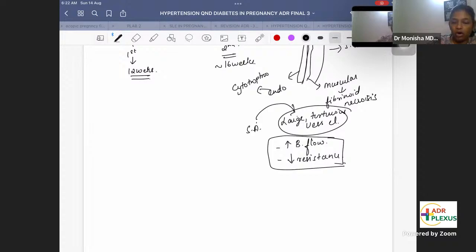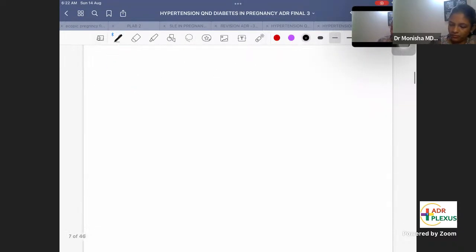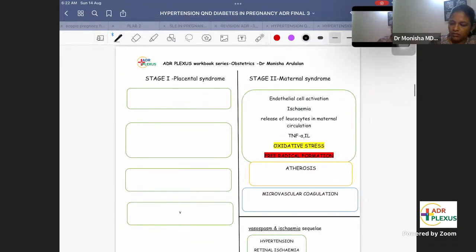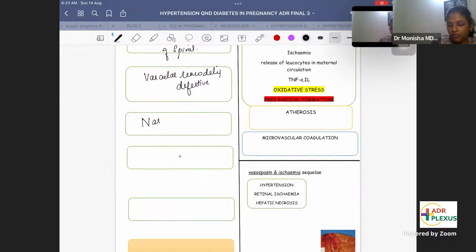When the same thing is abnormal, so when this invasion is abnormal, that will lead to the development of preeclampsia. So we'll go slowly one by one. So what happens in the case of preeclampsia? Remember, it is divided into stage 1 and stage 2. Stage 1 is where there is placental pathology leading to a maternal syndrome. So what is this placental syndrome? There is incomplete trophoblastic invasion of the spiral arterioles. So what happens? Vascular remodeling is defective in this. When vascular remodeling is defective, spiral arterioles will remain narrow.